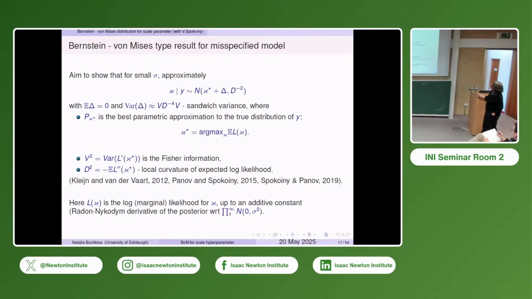Because in the misspecified model, we have the Fisher information, which is the variance of the score function. But we also have the local curvature of the expected likelihood, and that's exactly the posterior precision. They may or may not match. We hoped that they would match at least in order; an exact match is not very likely. Kappa star here is effectively the minimizer of the Kullback-Leibler distance between this model and the true model.